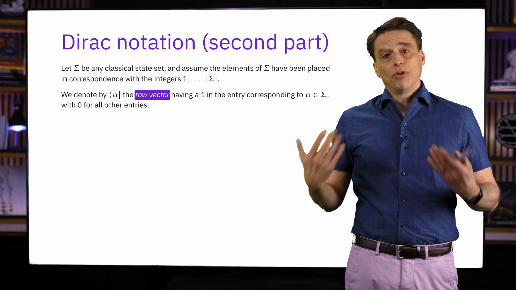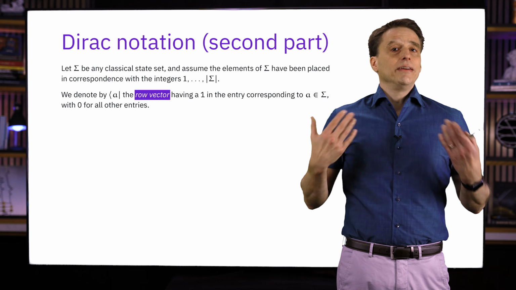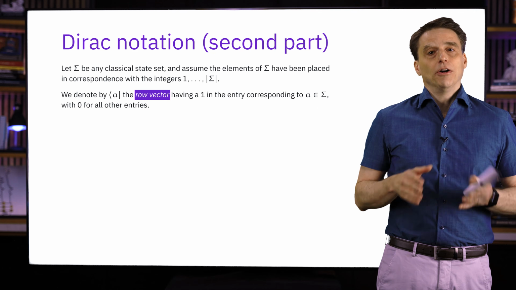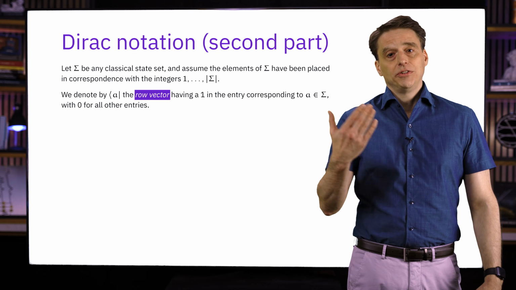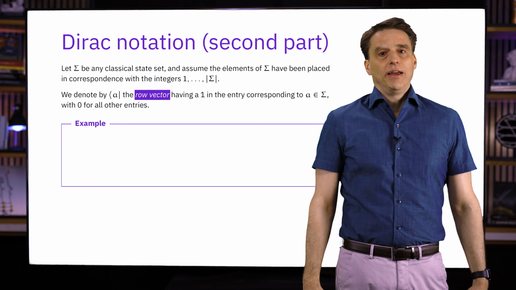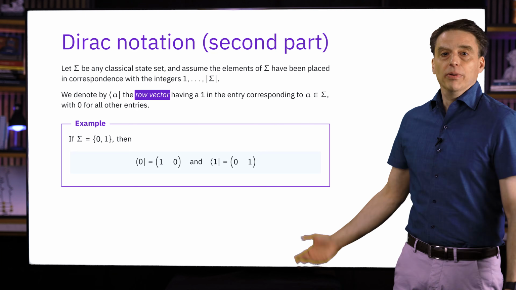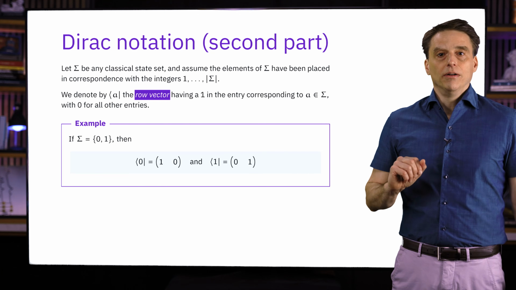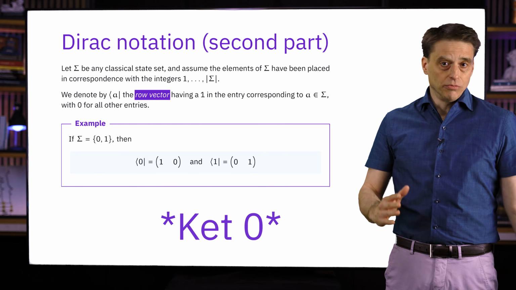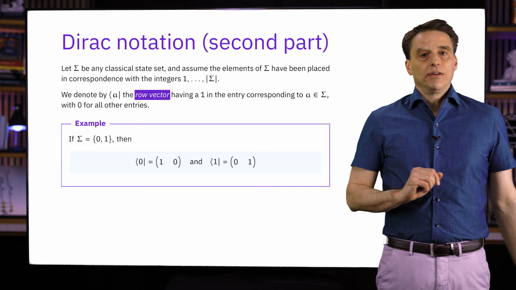We read this as bra A. I'm not sure if that's supposed to be funny, but the idea is that the names bra and ket are two halves of the word bracket. And we'll have more to say about that in just a moment. But first, let's take a look at a very quick example. For the binary alphabet, we have that bra 0 is this row vector right here, analogous to ket A, except it's a row vector instead of a column vector. And bra 1 is this vector right here.